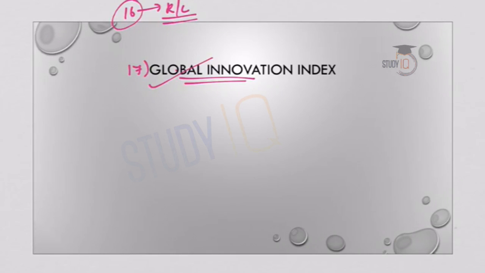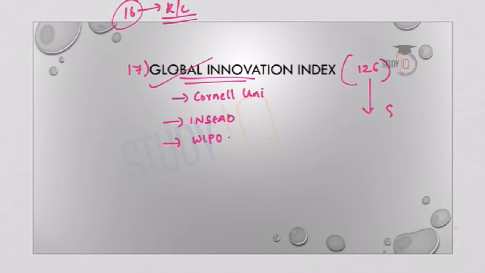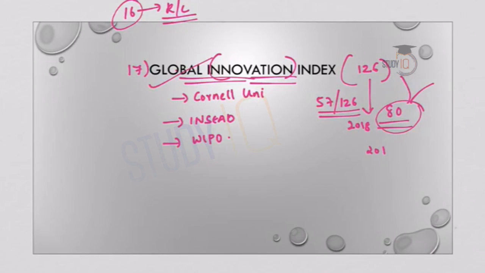The Global Innovation Index is being prepared by Cornell University, INSEAD and WIPO. The Global Innovation Index ranks 126 countries or economies and it is based on 80 indicators. So it's a broad index which covers 80 parameters which measure innovation worldwide, and India has been ranked 57 out of 126 countries in 2018. In 2017, the rank of India was 60. So India has improved 3 positions in 2018.